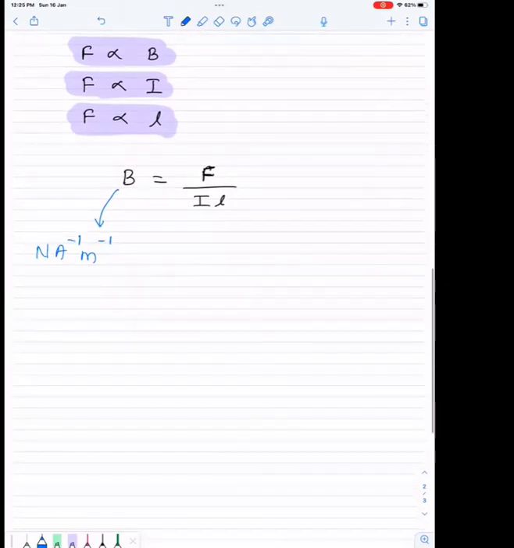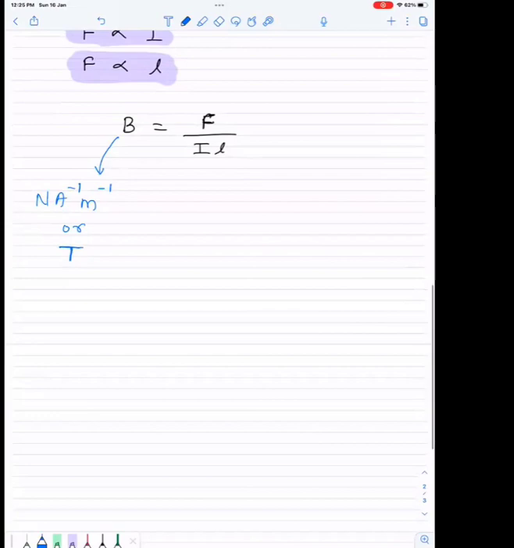Or if you don't like these units, don't worry. You can just write a capital T as a unit. That's a symbol. Got it, everyone? Now, if you're finding it difficult to write capital T, you can just write the full form of T, which is Tesla. It is called Tesla.